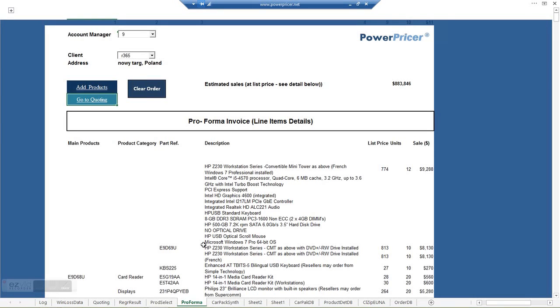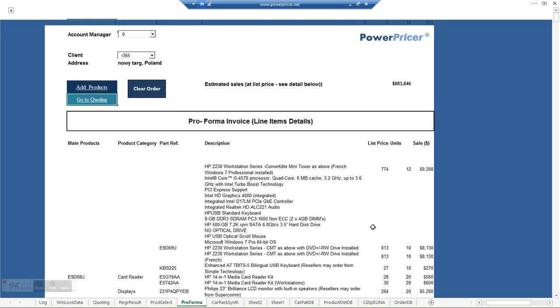With PowerPricer, price optimization can go a lot further as well. Let me give you first an example of a more complex industry with complex sales, with a combination of service and supplies and equipment, etc. So this is an example from the computer industry.